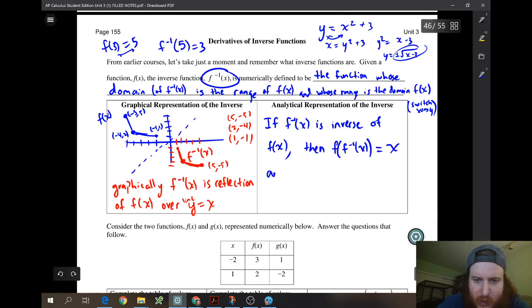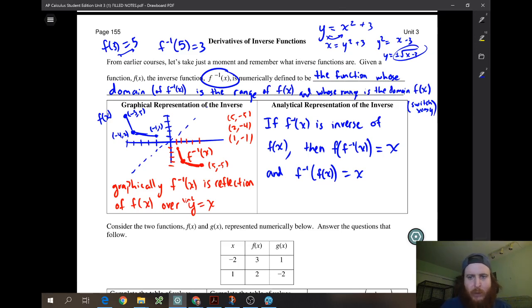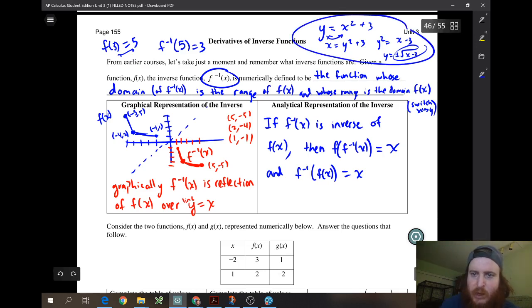Or we could say kind of like an and/or case, f negative 1 of f of x, if we plug f of x in, we get back x. So if we plug either one into the other one, we get back x. And you could even see that up here. In the beginning we just said, hey, that's how we would do it back in Math 1. So here's an example.